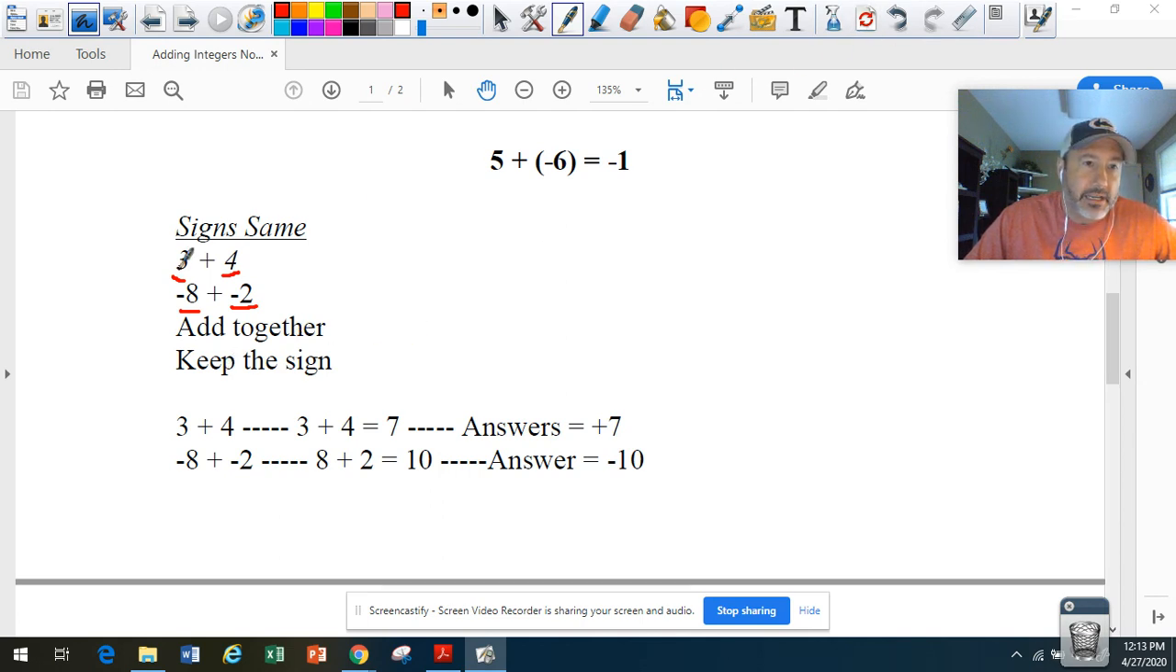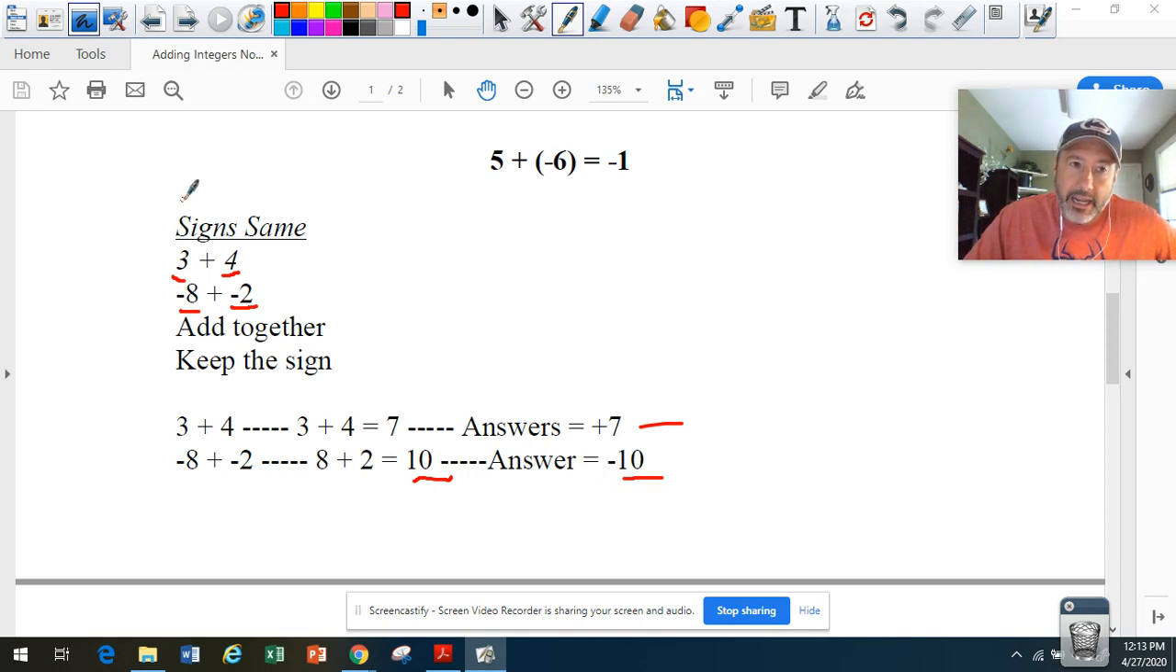Keep the sign, which means, hey, 3 plus 4 is 7. These are both positive, so this will equal +7. Okay, let's look here. -8 plus -2. Well, the signs are the same. So what's 8 plus 2? 8 plus 2 is 10. Keep the sign, which means both these signs here are negative. Since it's negative, that means my answer is negative. So my answer here is -10.